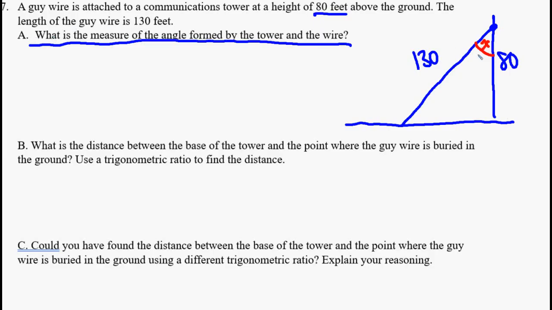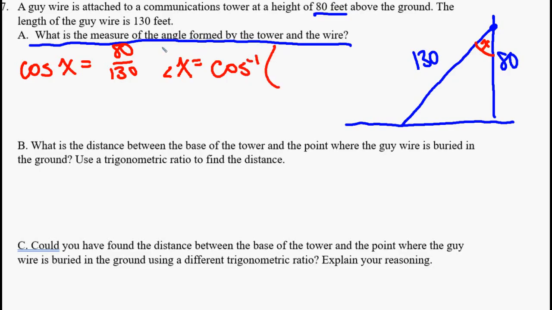So if we're at angle x, we have adjacent, we have hypotenuse. Adjacent and hypotenuse means cos. The cos of angle x is 80 over 130. And then we're going to take our cos inverse, and that will leave angle x is equal to cos inverse of, I'm going to reduce the fraction down to 8 over 13. There we go. And we punch that in our calculator, and we get angle x is approximately 52 degrees. So I'm going to write that on my picture, 52 degrees.